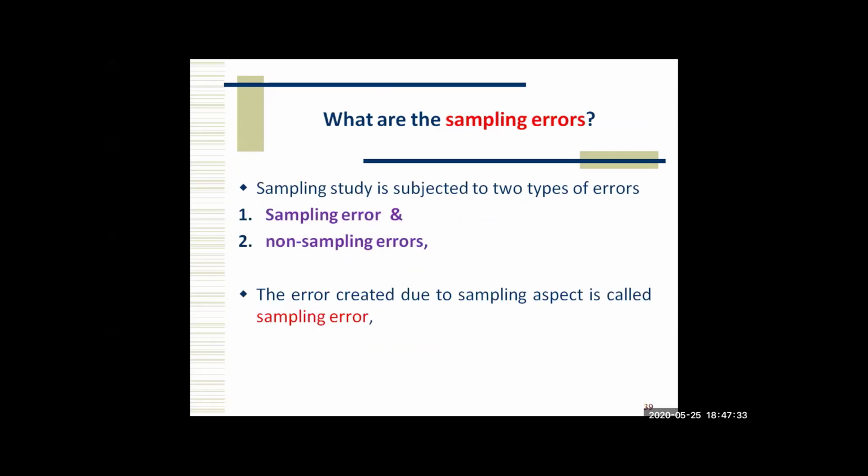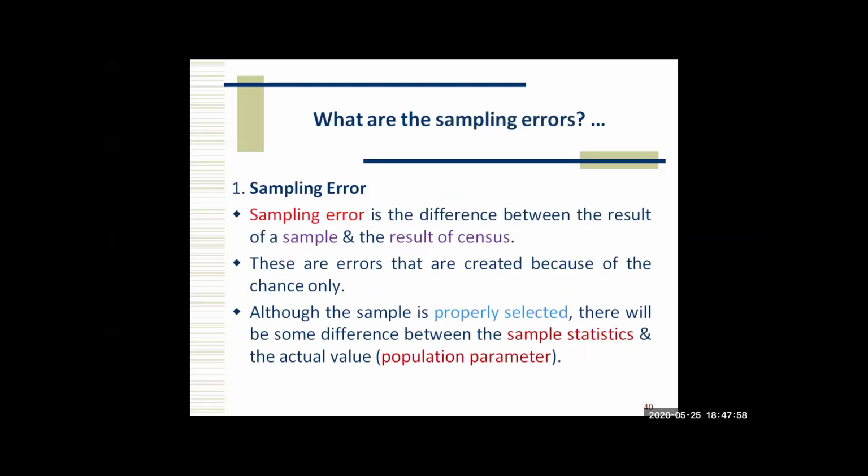The other point is that sample studies may deviate from the population because of sampling error. Errors could come from two sources: one is sampling error, the other is non-sampling error. Sampling error could be created due to different aspects. The first one is sampling error. Sampling error is the difference between the result of a sample, the statistic, versus the result of a census, which is the parameter.